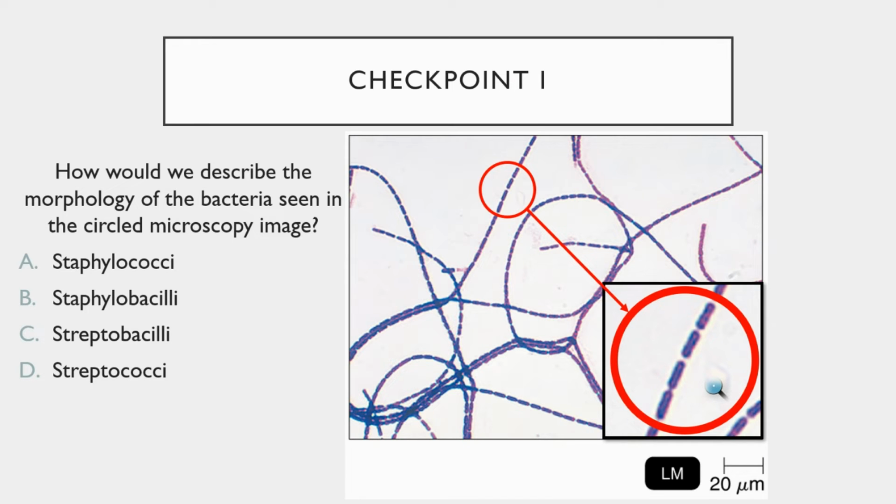Checkpoint 1. How would we describe the morphology of the bacteria seen in the circled microscopy image? A little note here, you'll see in the bottom right corner, it will say 20 micrometers, and that's what we call a scale bar on a microscopy image. If you ignore the zoom-in image I made with the red circle, you'll notice that this chain of bacteria is made up of many smaller bacteria. Remember, we're looking at sizes of about 1 to 2 microns. So keep in mind this is a chain of bacterium.